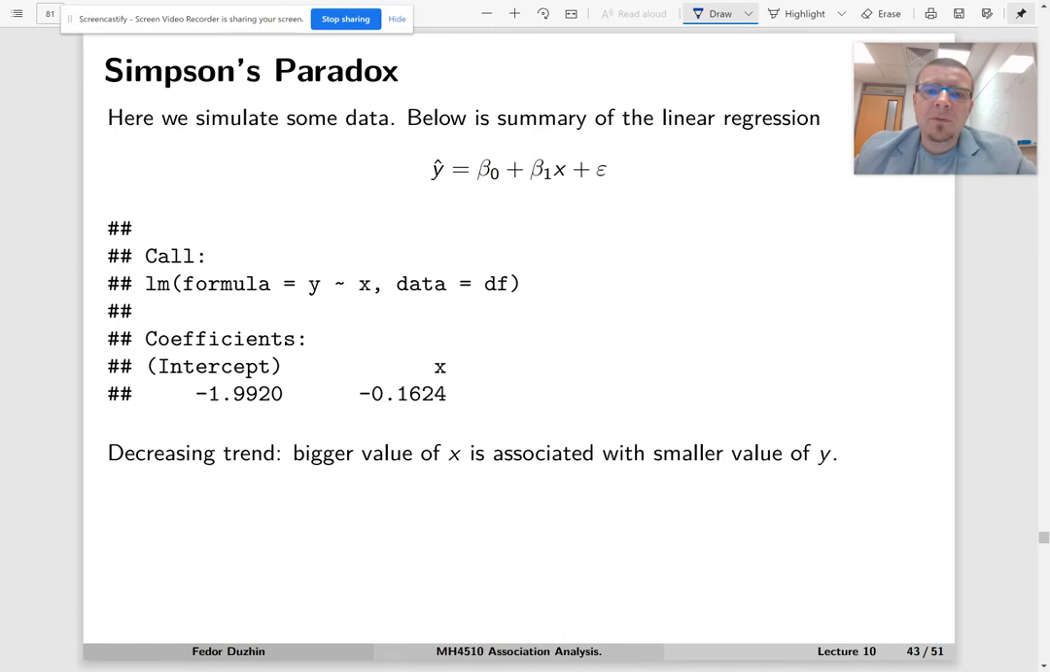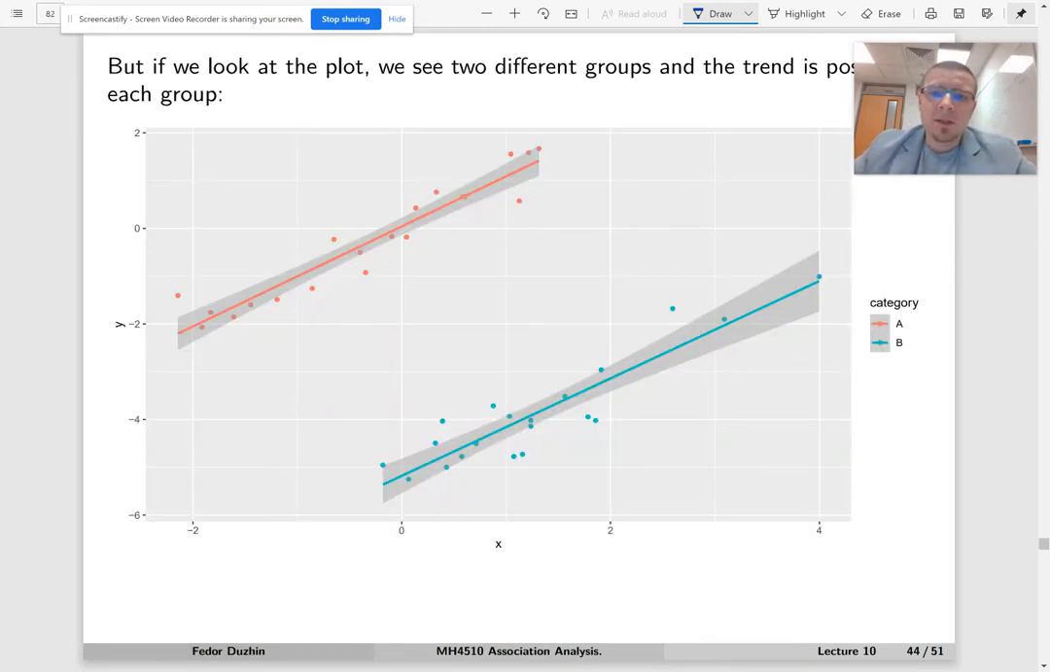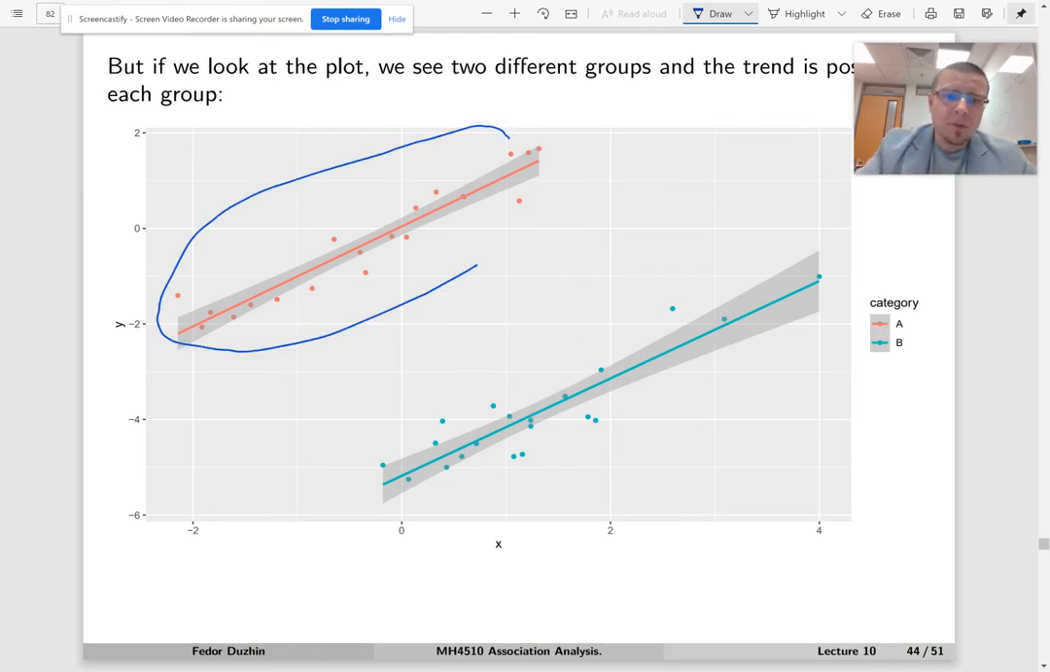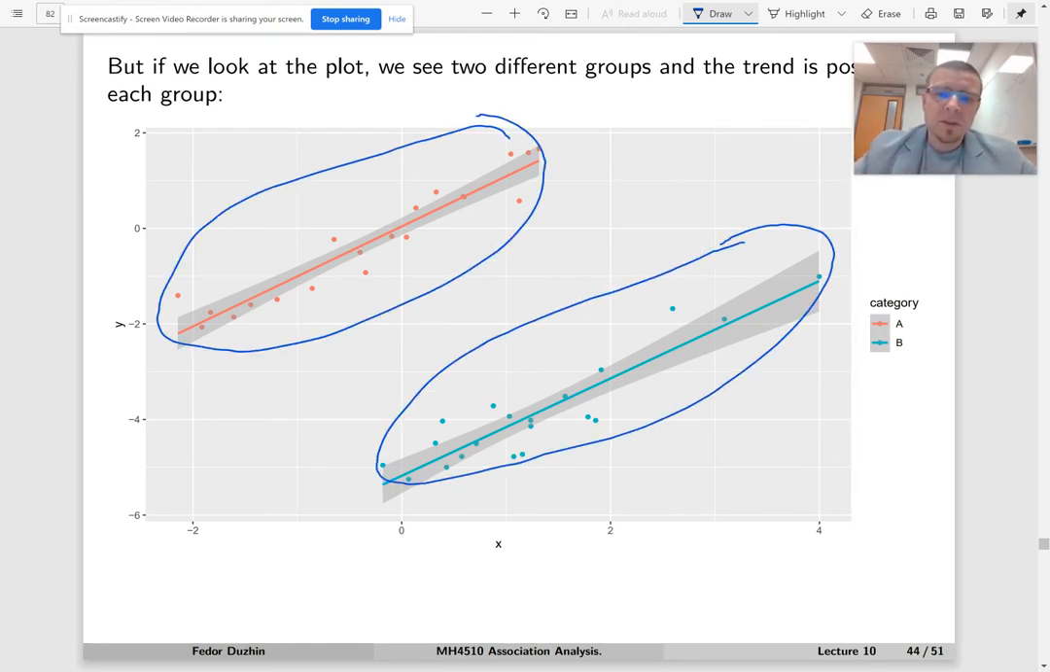However, if we plot the data that I simulated, then we see that there are two different groups, and the trend is positive in each group. So there is the first group, there is the second group, and the trend is positive. So imagine that if these groups are like male and female, then within males we have an increasing trend, within females we have a decreasing trend, but because there is a difference between groups, the overall trend that we observe is decreasing. And it is, of course, possible.